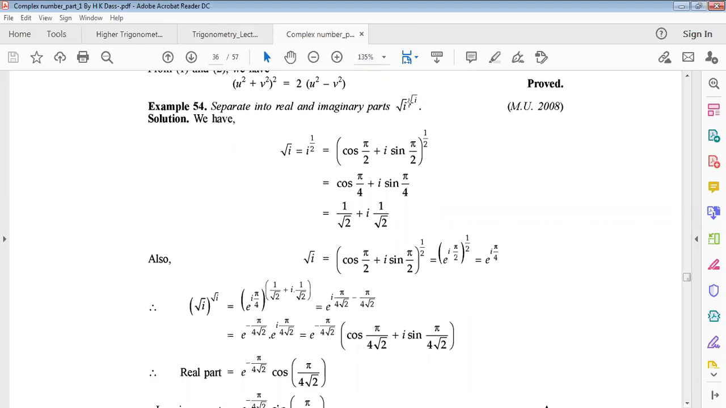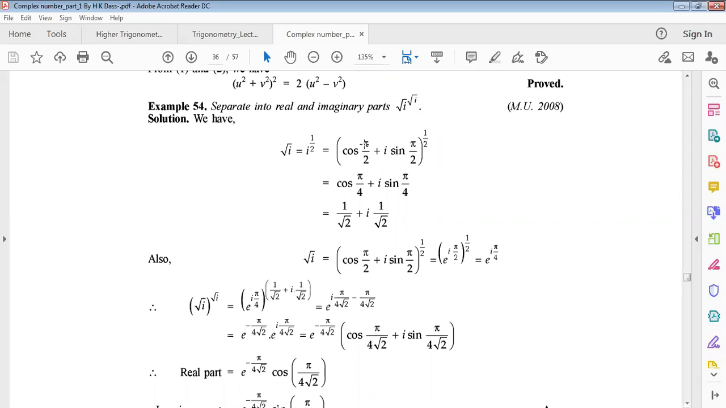Square root over i to the power square root over i. We know square root of i can be written as i to the power half, and i can be written as cos pi by 2 plus i sin pi by 2. Cos 90 degree, what? 0. Sin 90 degree, what? 1. Cos pi by 2 means 90 degree. So i can be written as cos pi by 2 plus i sin pi by 2.